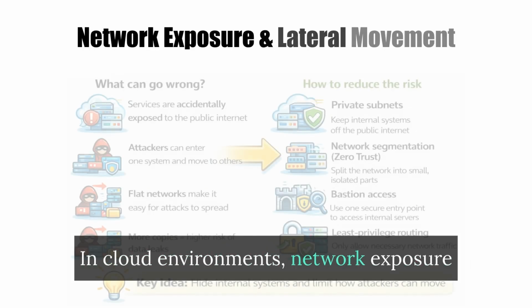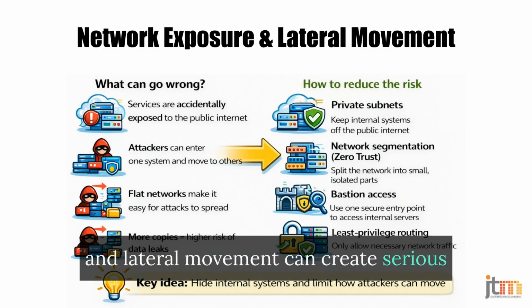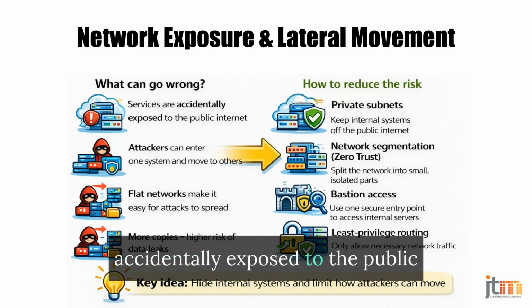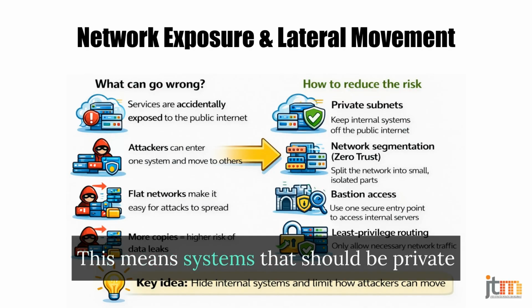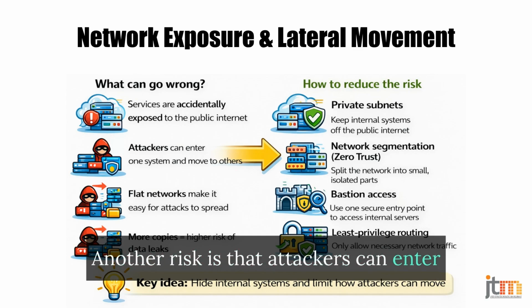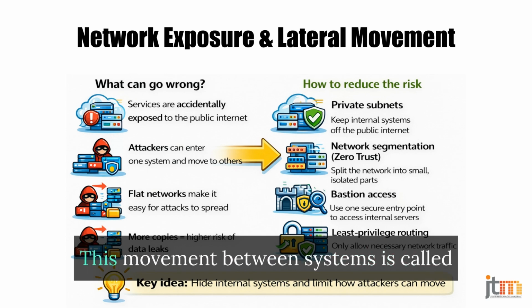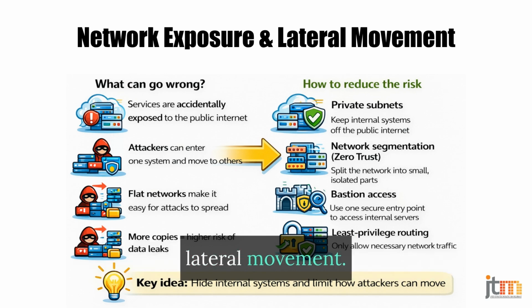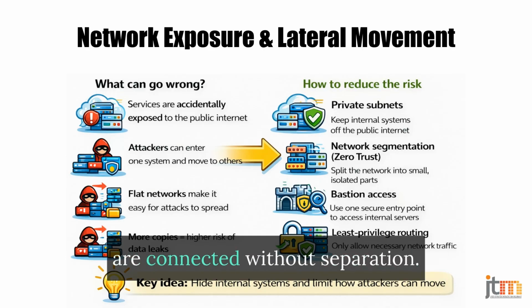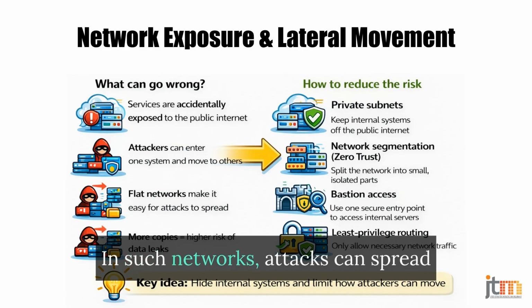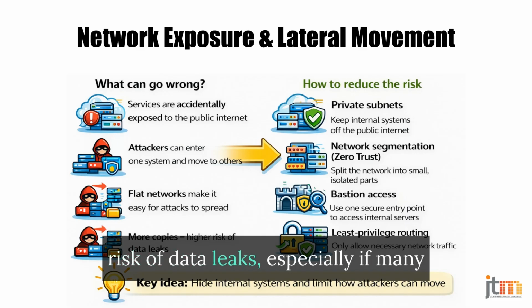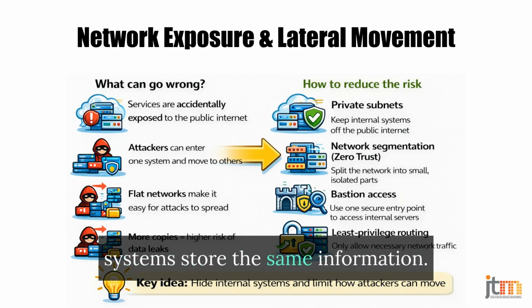In cloud environments, network exposure and lateral movement can create serious security risks. One problem happens when services are accidentally exposed to the public internet. This means systems that should be private can be accessed by anyone online. Another risk is that attackers can enter one system and move to others. This movement between systems is called lateral movement. This becomes easier when organizations use flat networks, where many systems are connected without separation. In such networks, attacks can spread quickly. Also, more copies of data can increase the risk of data leaks, especially if many systems store the same information.